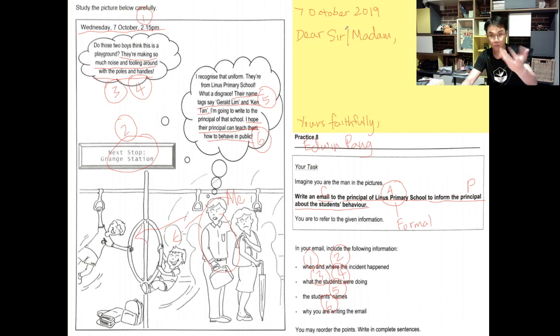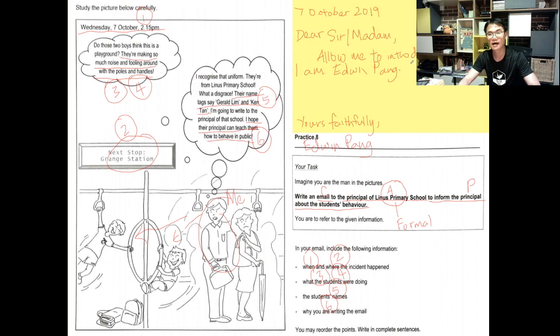Introduction, right? So I've got to introduce myself. All right, allow me to introduce myself. Dear sir, madam, all right, allow me to introduce myself. All right, I am Edwin Pang. Okay, so I've introduced myself. What should come after my introduction?